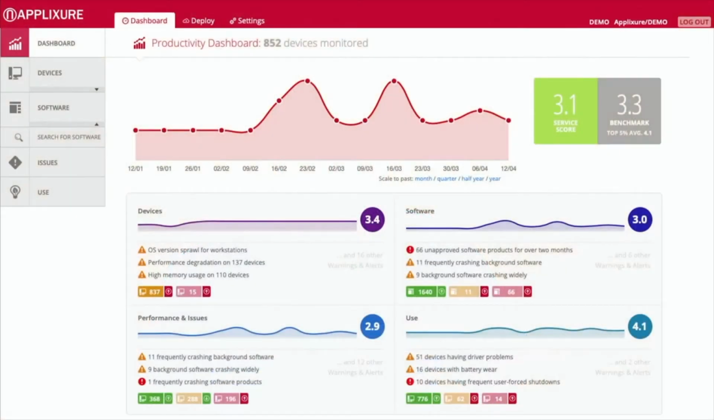Okay, so first here you can see the main dashboard of Applixer, just to give the look and feel of how we solve things in Applixer. We have an agent that collects the data and transfers it to our cloud platform, and then we refine the data and show it in a very visual and understandable form.